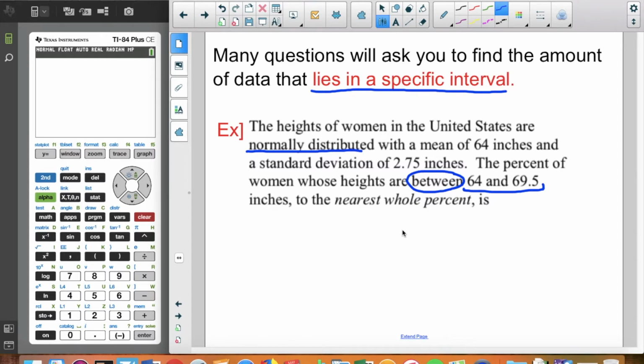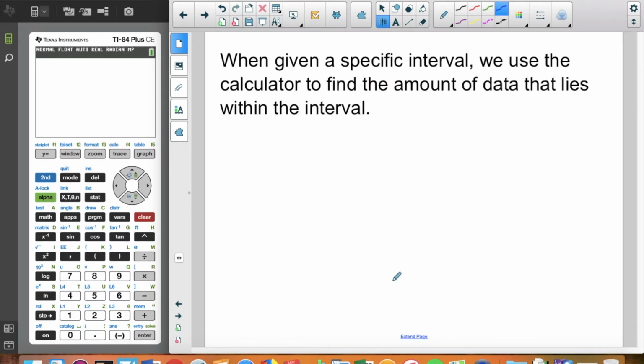Now, sometimes it will work for you to draw out the line and find the standard deviations. However, it's not always going to be exact. You won't always have one standard deviation away or 2 standard deviations away from the mean. It might be 1.5 or 1.25. It doesn't have to be the exact one. So when given a specific interval, we are going to use the calculator because the calculator will help us find the exact percent of data that's within the interval.